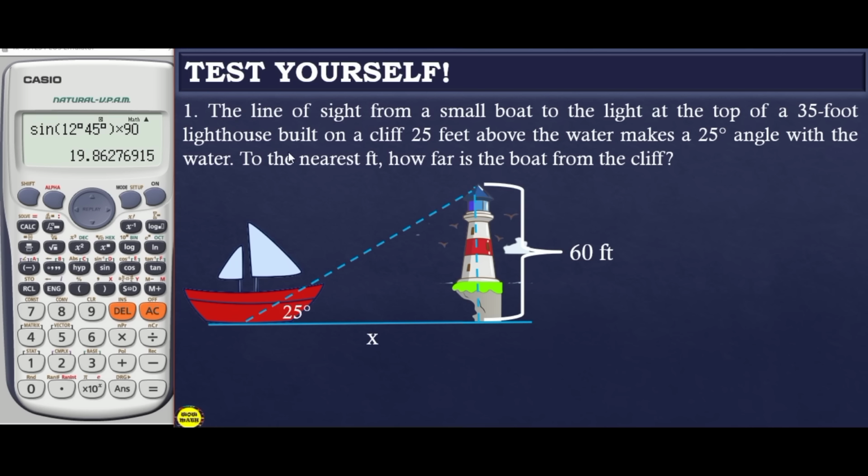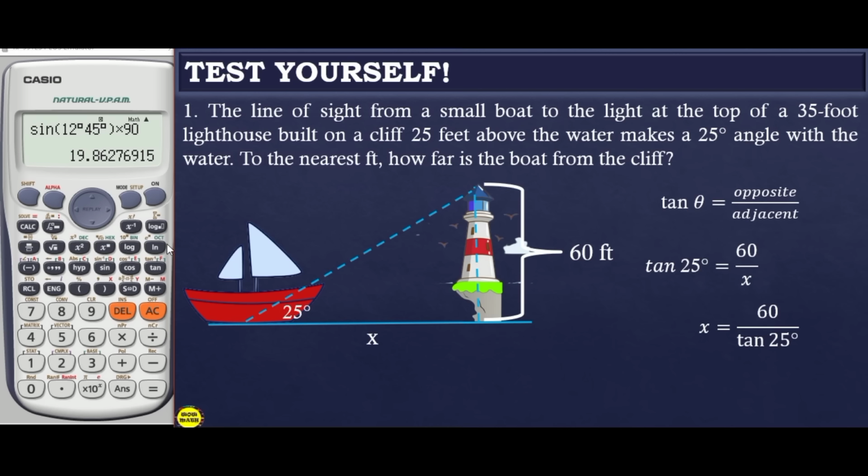So, ang pinapahanap sa atin ngayon to the nearest feet, how far is the boat from the cliff? Ito yung boat, ito yung cliff. So, ito ngayon ang hahanapin natin, yung distance nila. Okay, so ito yung unknown. So, based dito sa given natin, ito yung opposite, ito yung adjacent. So, ano ito? This is tangent. So, opposite over adjacent. So, your opposite is 60, your adjacent is x, yun po yung unknown. So, we have x is equal to 60 over tangent 25 degrees.